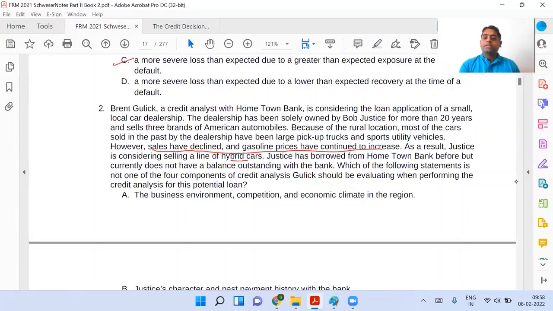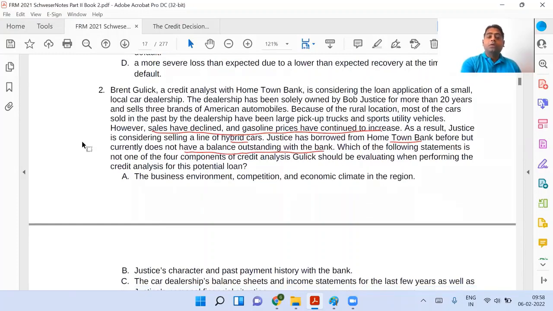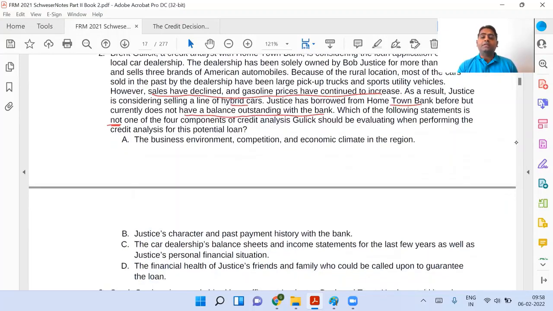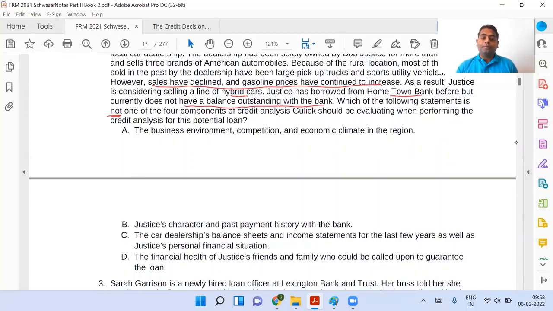Okay, Justice has borrowed from Hometown Bank before, but currently does not have a balance outstanding at the bank. That means there is no line of credit available. Okay, so which of the following statements is not one of the 4 components of the credit analysis the credit analyst would be evaluating when performing the credit analysis of the potential loan? The business environment, competition, and economic condition. This is good.